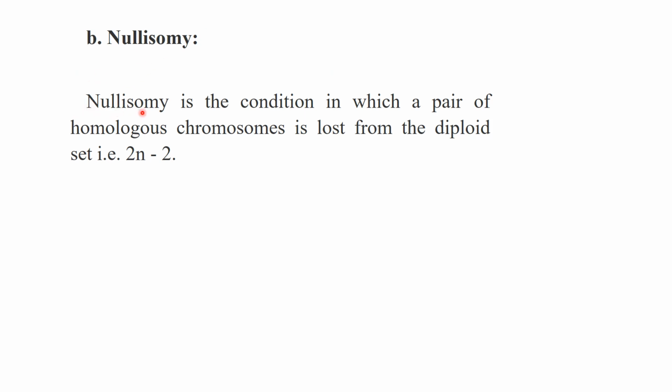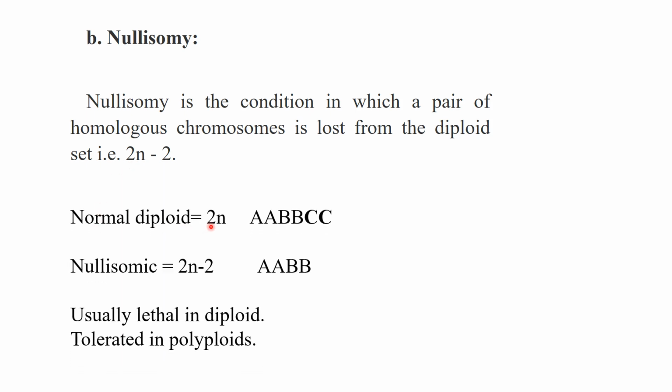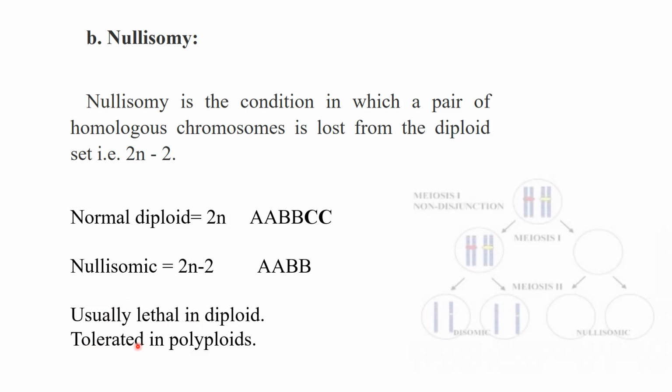Nullisomy. Nullisomy is the condition in which a pair of homologous chromosomes is lost from the diploid set of chromosomes. 2n minus 2 is the genetic formula of nullisomy. Normal diploid, that is 2n, each chromosome present in the pair. Nullisomy, two chromosomes are missing. The whole set, that is C, is missing. This is called nullisomy. Nullisomy is usually lethal in the diploid and tolerated in the polyploids.